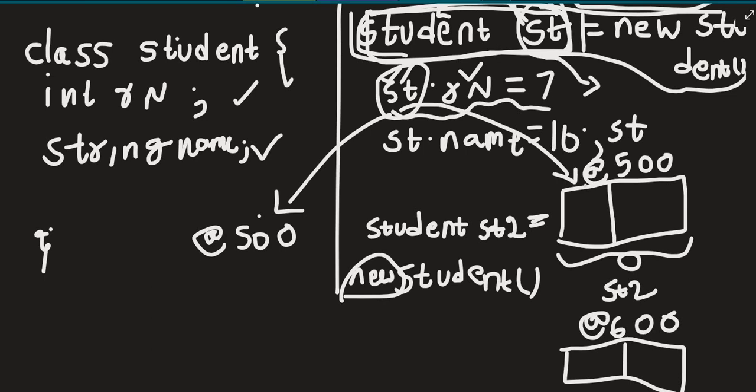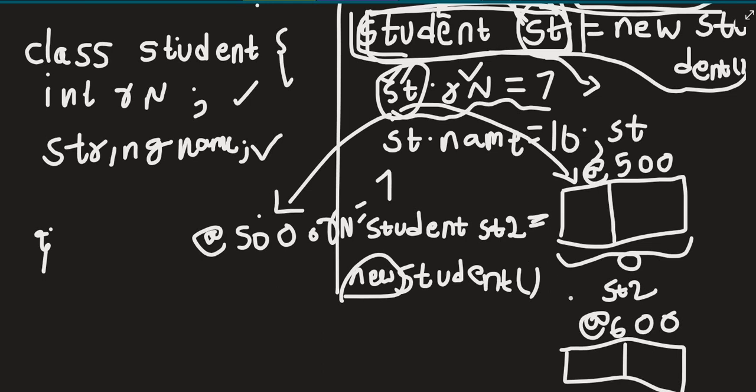I want to initialize at the 500 address. In the 500 address, I want to initialize roll number as 7, name as 10. I want the address. So internally this indicates at the rate of 500 dot roll number is equal to 7. This is the internal indication.